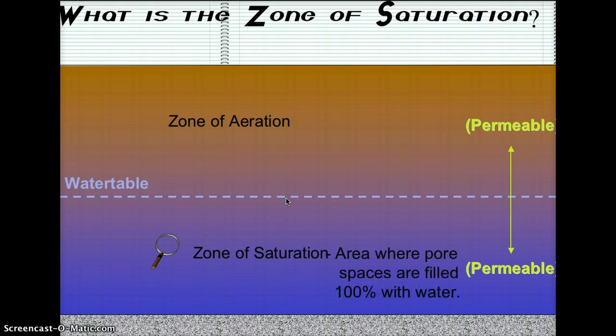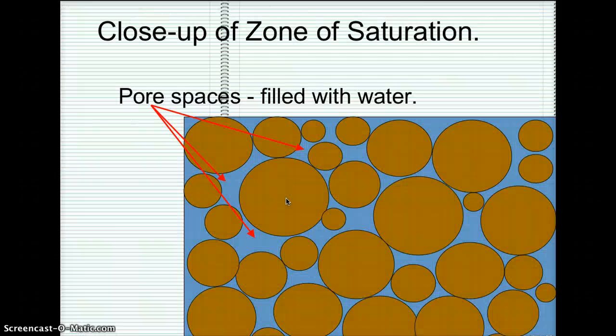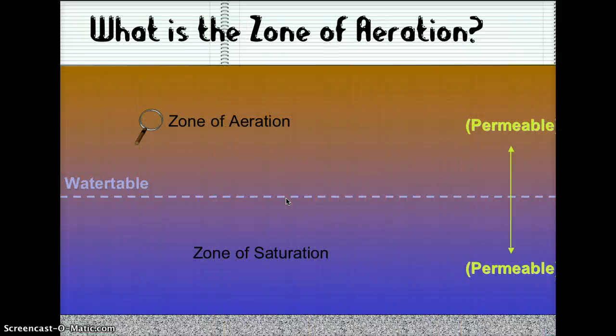It means that the pore spaces are filled 100% with water. Completely, utterly, totally filled with water. You can't get another drop into it. And that, of course, is the definition of saturation, like a sponge that's saturated with water. You touch it and water comes gushing out because there's no other place for it to go.